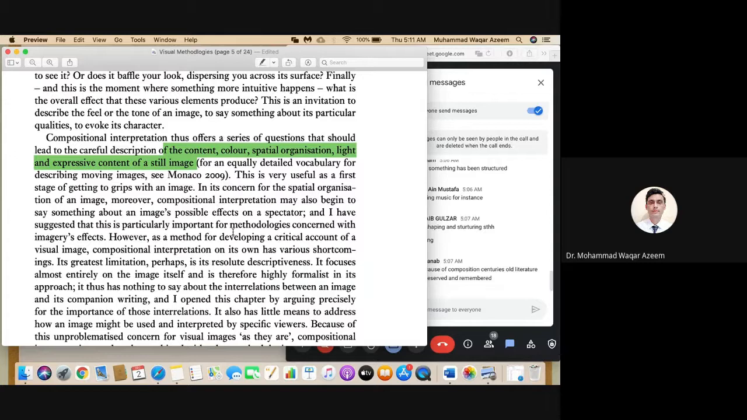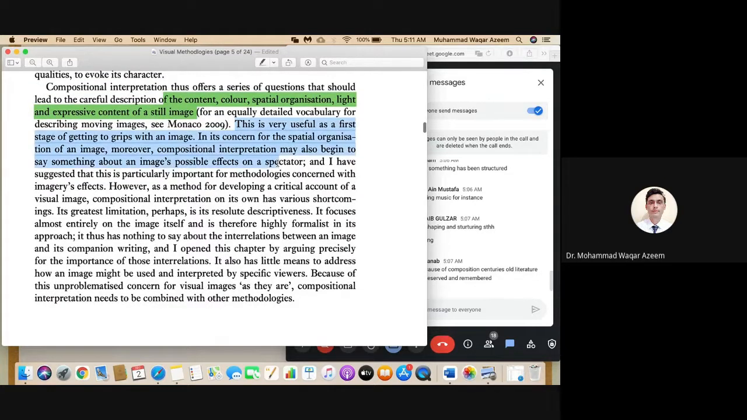So when you comment on the content of the image, you comment on its color, its spatial organization, the light, and expressive content of a still image. This is very useful as a first stage of getting to grips with an image, and it is concerned with the spatial organization of an image. Moreover, compositional interpretation may also begin to say something about an image's possible effects on a spectator. And I suggest that this is particularly important for methodologies concerned with imagery's effect.